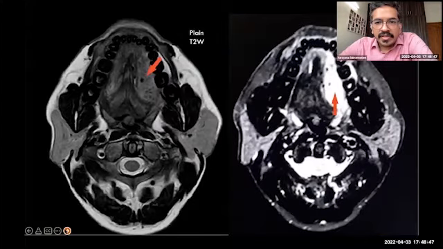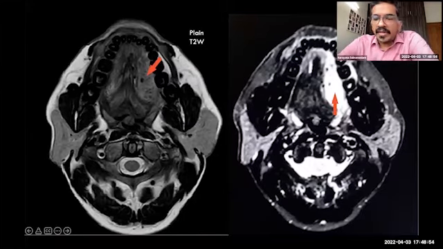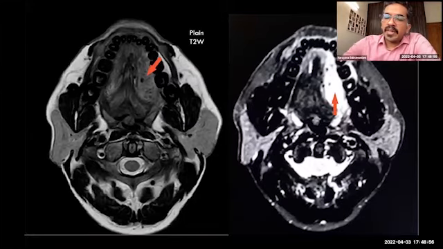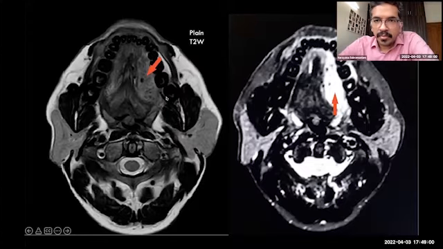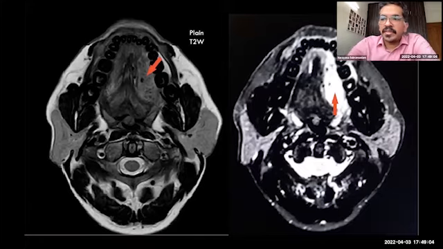So my first question is to Dr. Amit, our radiologist on the panel. We had a great discussion, of course, on imaging of tongue cancer. So what would you like to cover when you discuss MR imaging of tongue cancers? What are the salient features that you'd like to discuss with all of us?